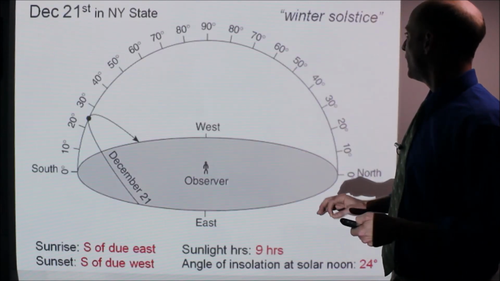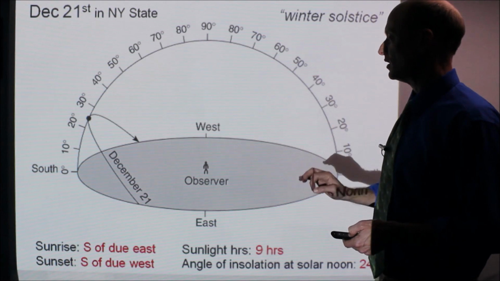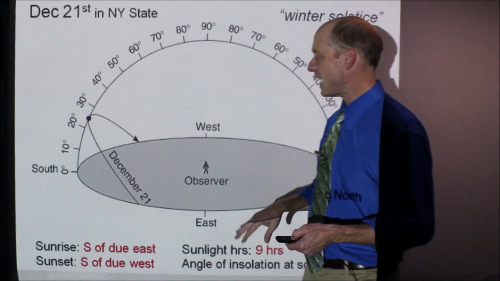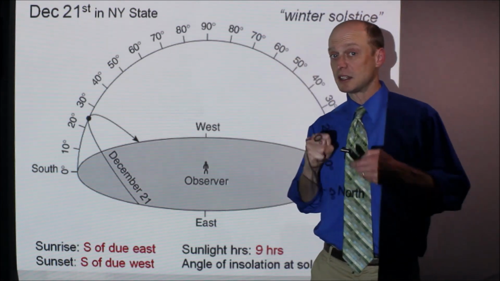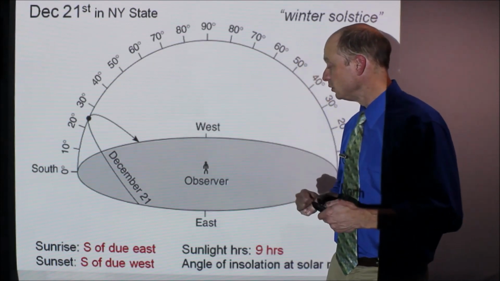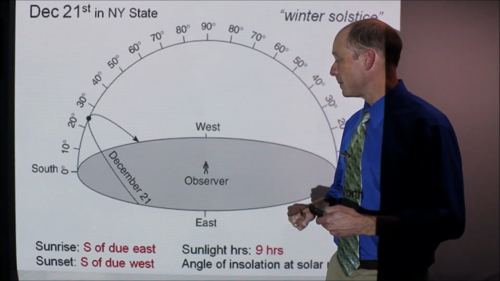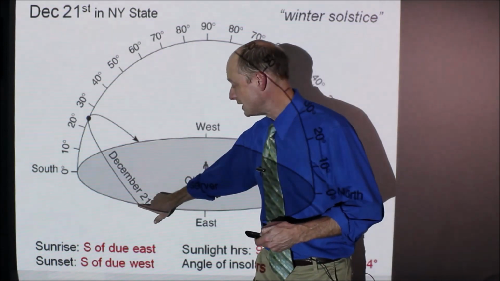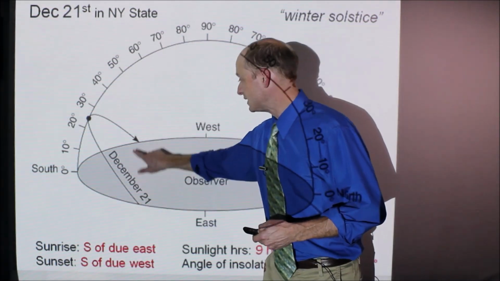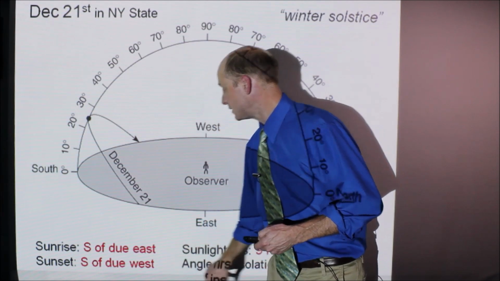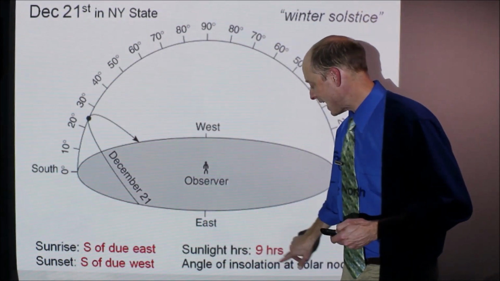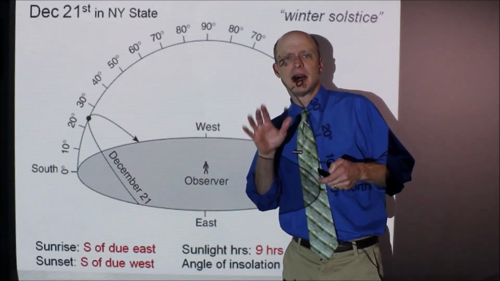Now, this is where it gets challenging for kids. So this is the path in New York State. It really matters where you are, but in New York on December 21st, this gives you an idea of what the path is like. So it rises south of due east. It sets south of due west. The sunlight hours is about 9 hours, okay?